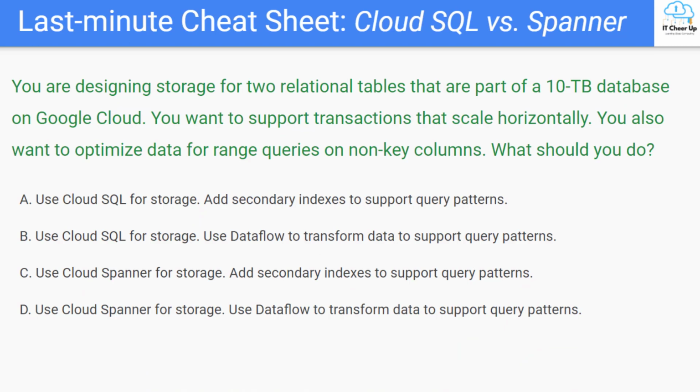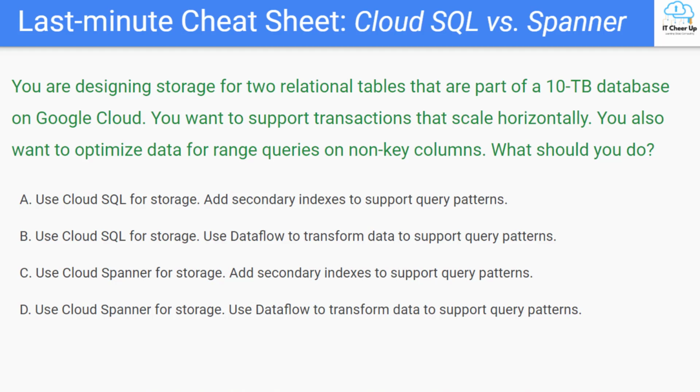Now let's use the last-minute cheat sheet on Cloud SQL vs Spanner to take a look at two sample Google PDE questions. You are designing storage for two relational tables that are part of a 10 terabytes database on Google Cloud. You want to support transactions that scale horizontally. You also want to optimize data for range queries on long key columns. What should you do? A.